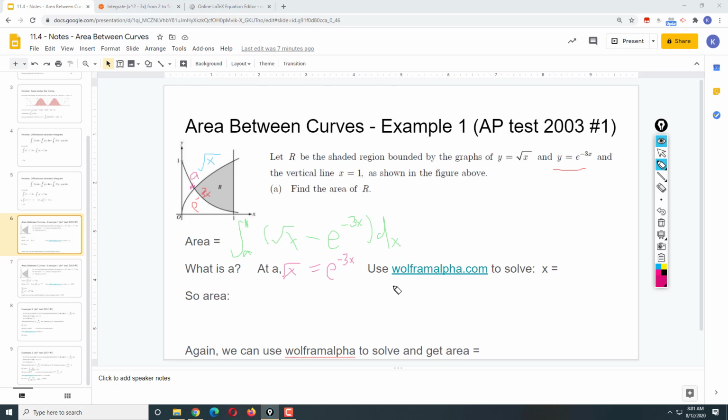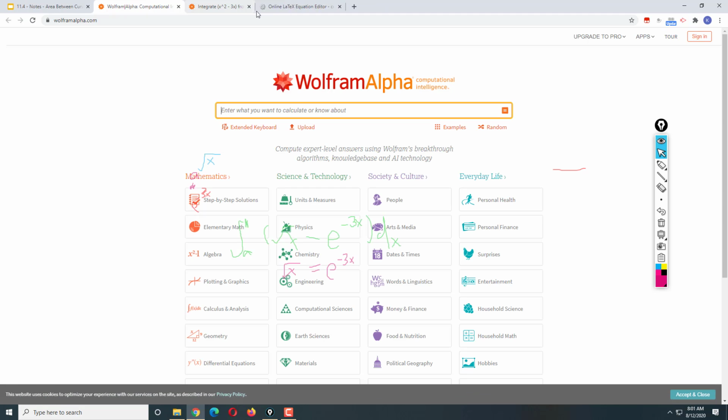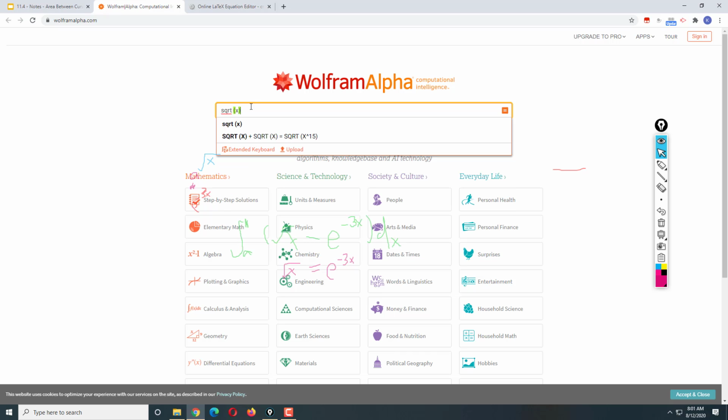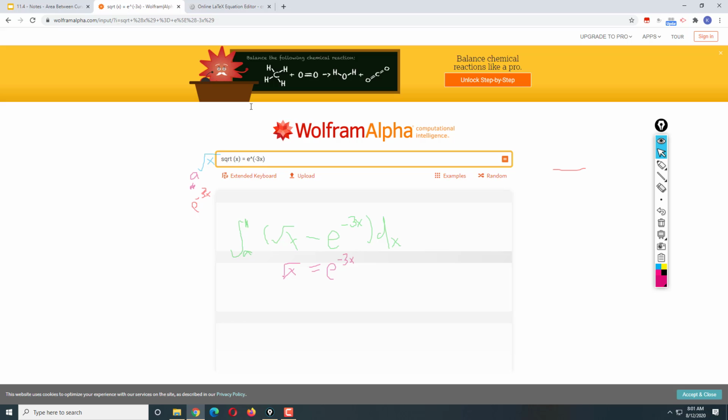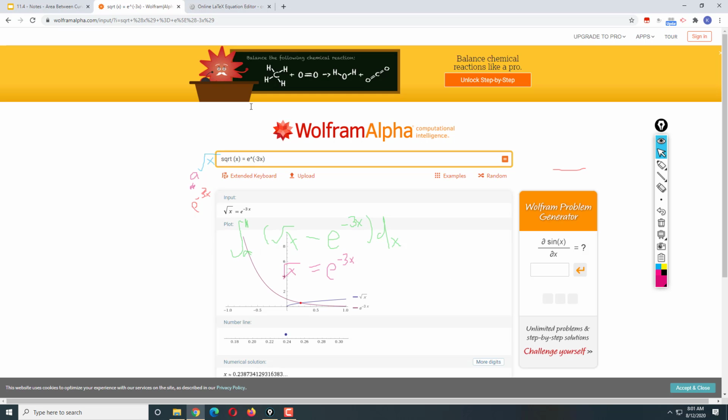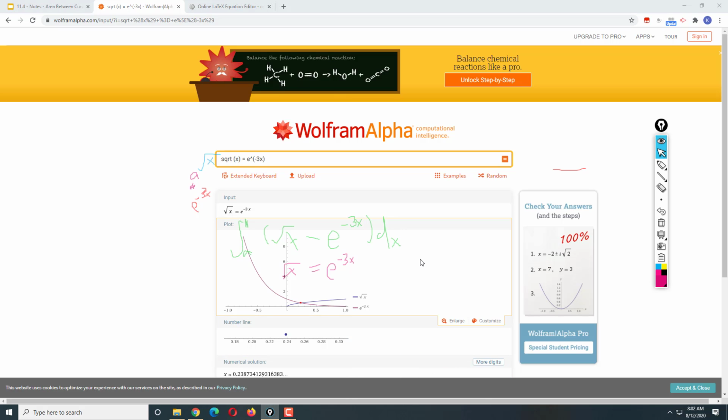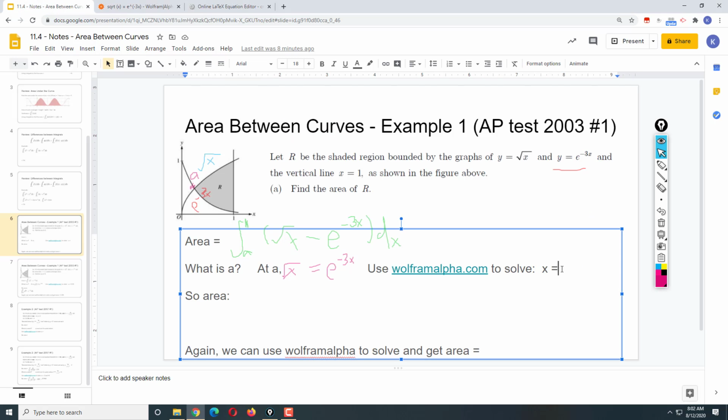On the AP test, you're allowed to use a graphing calculator to solve this. So we'll go to Wolfram Alpha again. We know that square root of x, we can just write sqrt of parentheses x is equal to e to the exponent negative 3x. Have the calculator online do it for us. And we find that the point of intersection is about 0.2387. On the AP test, it's a good idea to keep about 4 digits. You don't have to round if you don't want to on the AP test.